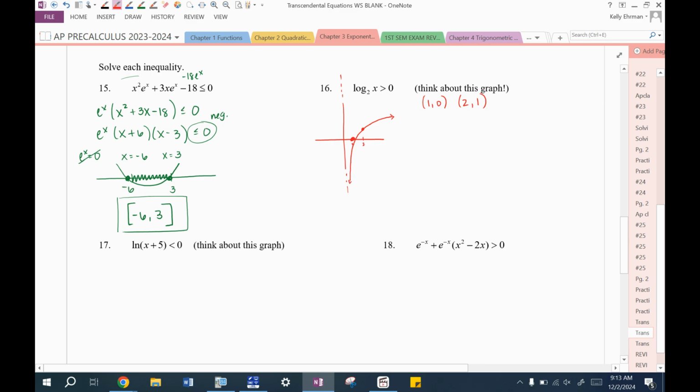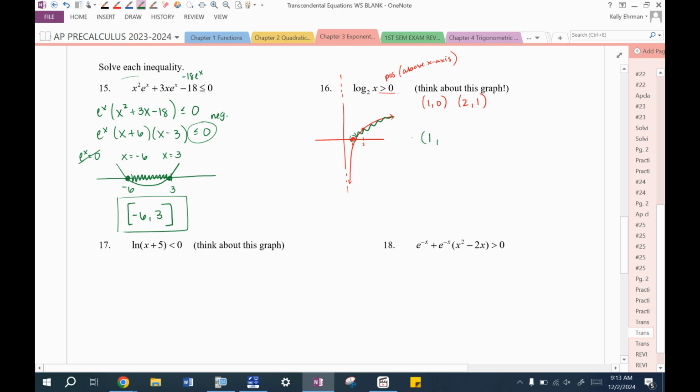So if I gave you this graph and said, when is this graph greater than 0, so positive or above the x-axis, hopefully you would look at the graph and say, it's this section right here, right? It's from here on. That's where it's above the x-axis. So what is that point? It's 1.